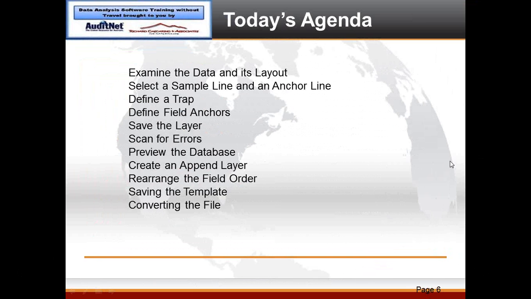So we'll take a look at how we examine the data and its layout. We'll have a look at selecting a sample line to work on and deciding which of the sample lines will be an anchor line, how we identify to IDEA that this is the key line. We identify a trap, and how we identify fields within that line. We will save the layers. We'll take a look at scanning for errors, previewing the database, and then creating an append layer within it, arranging the field order and saving that template, then converting that file and bringing it straight into IDEA.